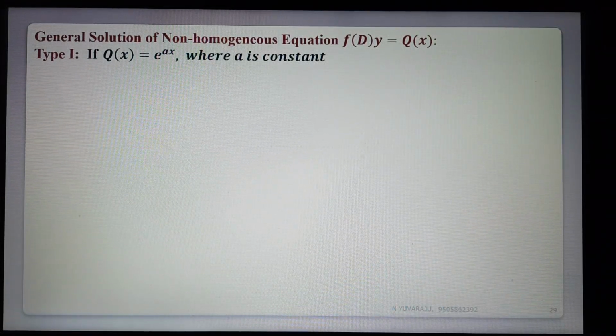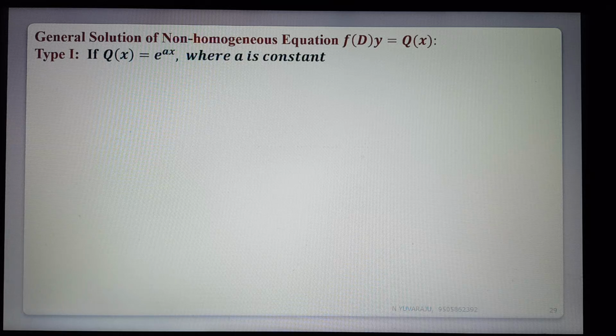Hi students. Today we are learning how to find the solution of the non-homogeneous equation f of D into y is equal to Q of x, that is, a higher order ordinary differential equation with constant coefficients. In the previous lecture we found the solution of the homogeneous equation and also the non-homogeneous equation.